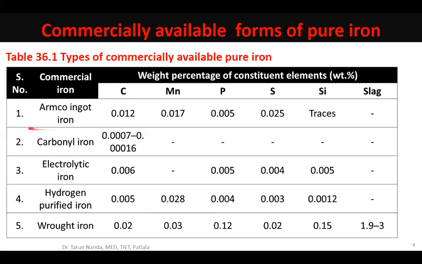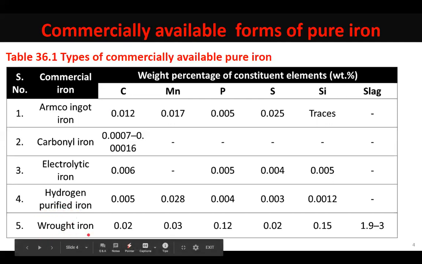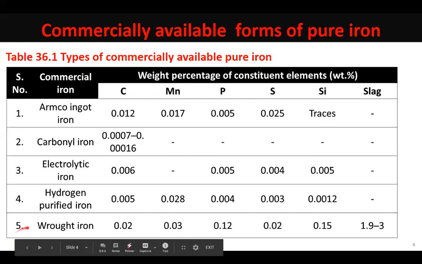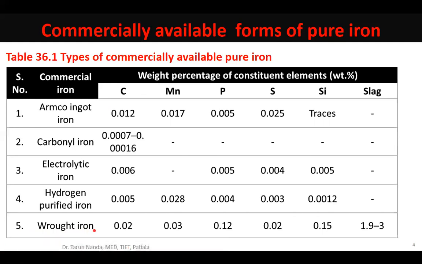One is the Armco ingot iron, which is produced by the company called Armco. Then we have another form called the carbonyl iron, the electrolytic iron, the hydrogen purified iron. Then we have this wrought iron. Wrought iron is essentially not pure iron, but it's a mechanical mixture of iron and silicate slag. Why have we listed it over here? Because before mild steel was known as a material, it was wrought iron which was used in engineering applications, for most of the purposes of construction, etc. And so we thought that we should mention it over here.